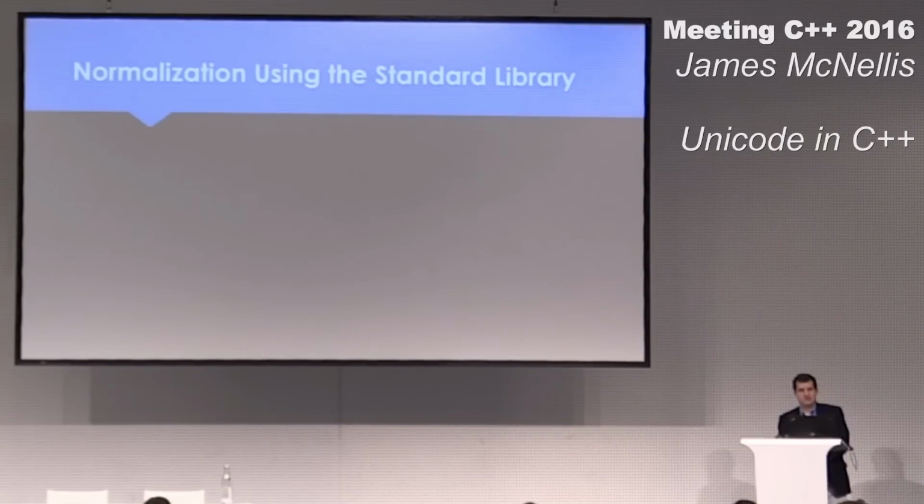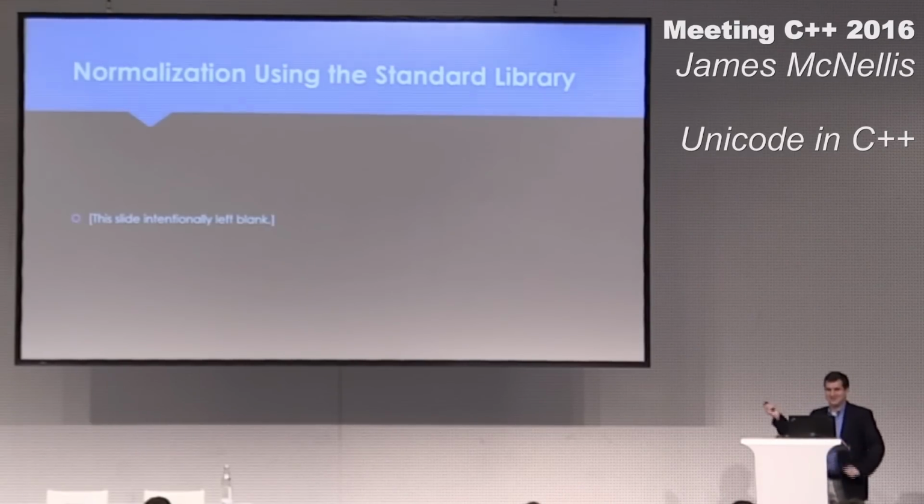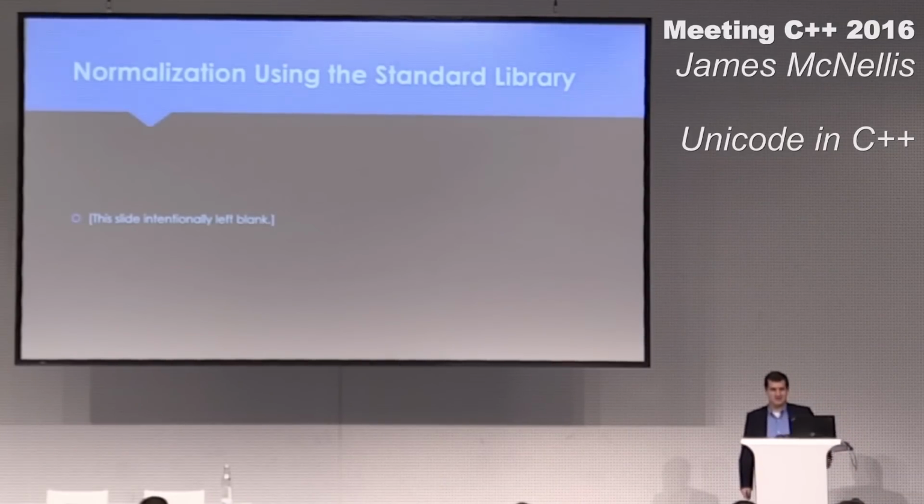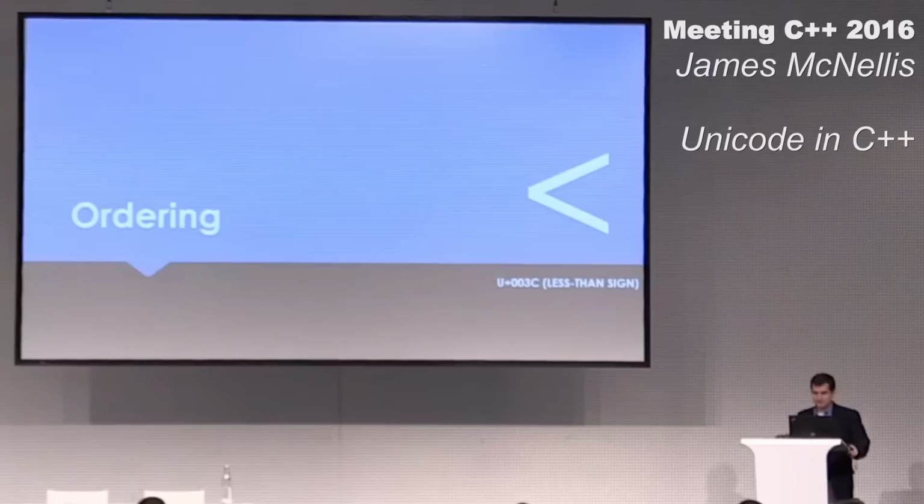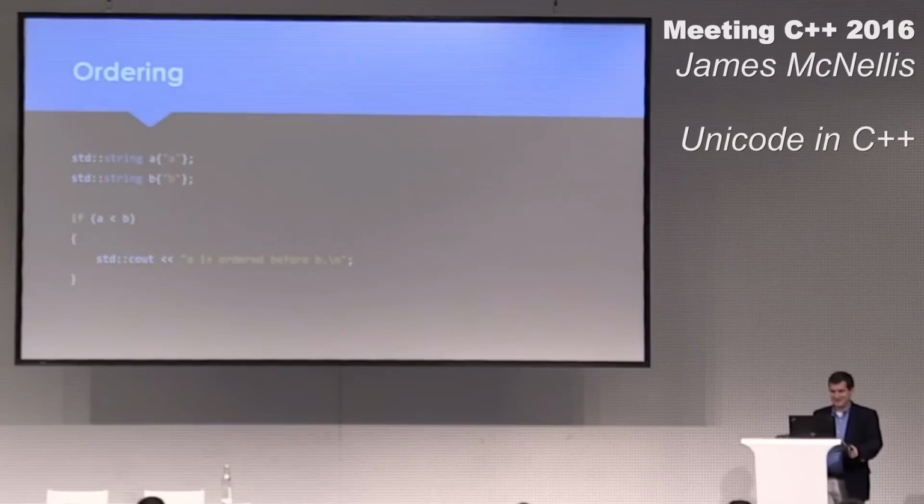So how do we do normalization using the C++ standard library? You guys should know what's on this slide already because it's basically just this for everything. You can't do it with the standard library, but we'll see in a minute how we can do it with other libraries. So we'll look at another fun example, ordering. This ought to be fun.